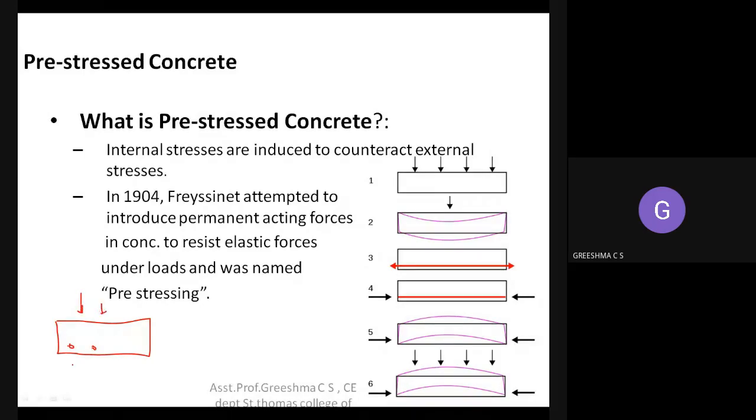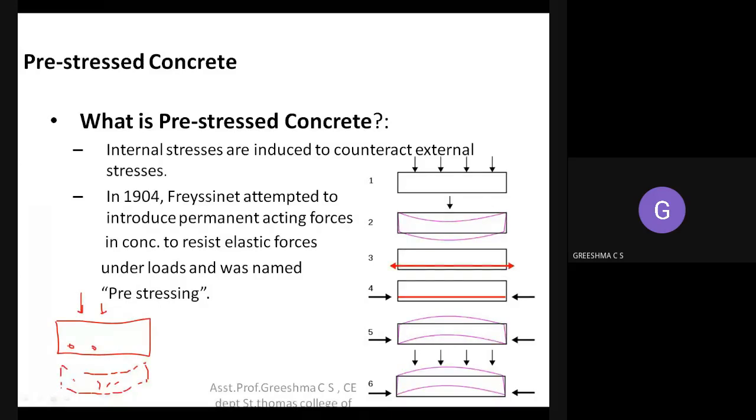what will happen? The beam will bend in this direction, and eventually cracks will develop. With the passage of time, if the load is more, it will crack. The structure will fail. Okay, so that is reinforced structures.